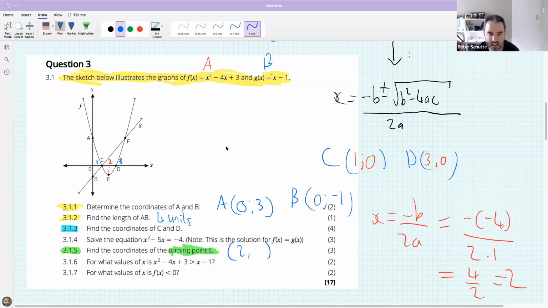But the turning point needs a second value. What is that second value? Well, I take the 2 and I put it back into F, or I find the F of 2. And that is going to give me 4 minus 8 plus 3. So that's minus 1. So this would be in line with minus 1.